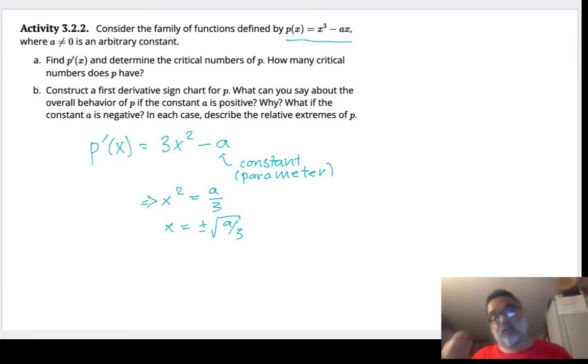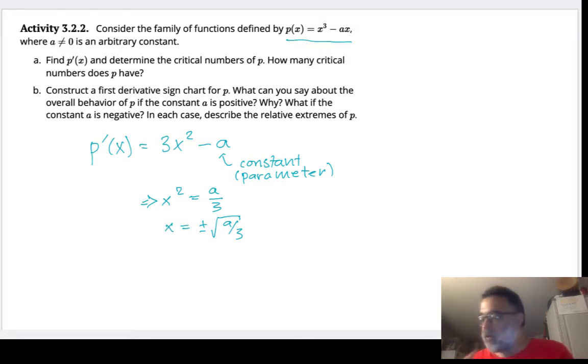If you're confident in your algebra and you can skip steps, that's not a make or break. It's not talking about calculus understanding. On the other hand, if skipping steps makes you make mistakes, then be careful and take every step. Okay, so this is saying that on either side of the 0, determined by the square root of a thirds, there is a critical point.